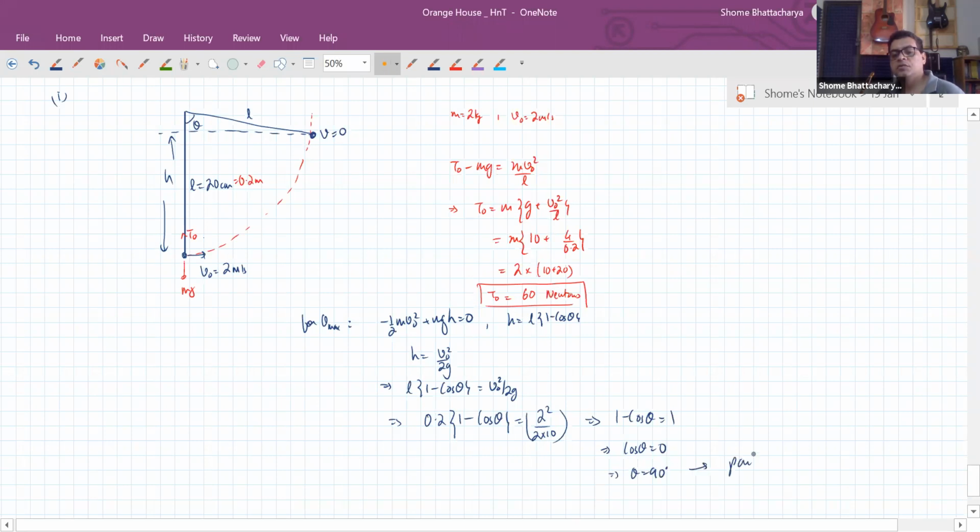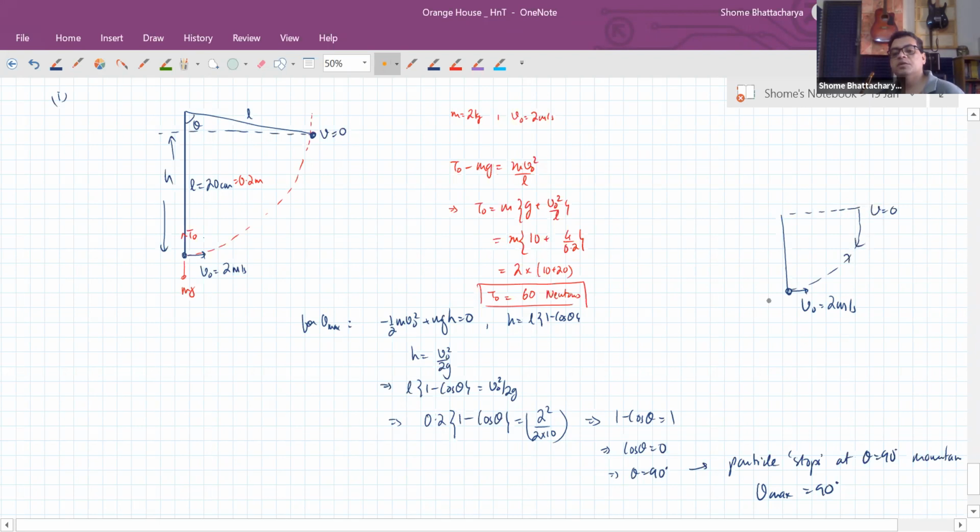so the particle stops at theta equal to 90 degrees momentarily. So maximum angular displacement is 90 degrees. So this will behave like this. When you give it a speed v0 equal to that 2 meters per second, it will go from here up to the 90-degree position. And it will stop over there.